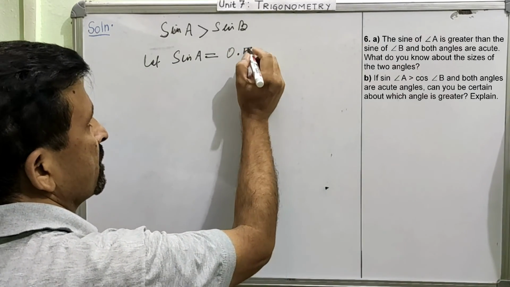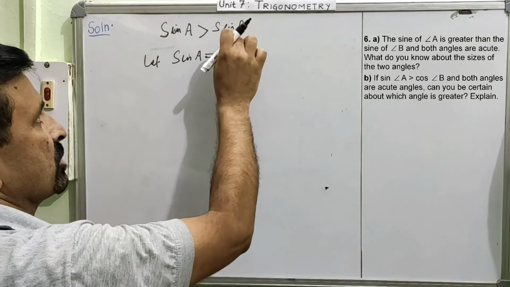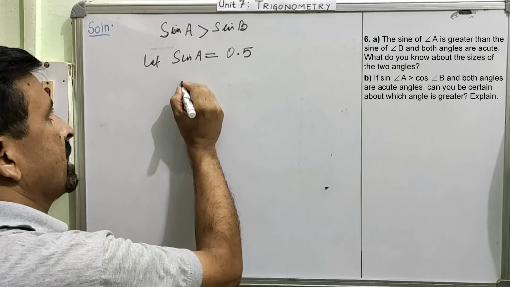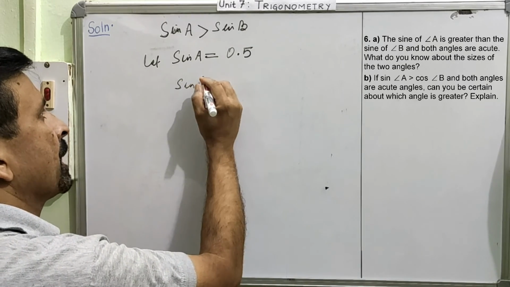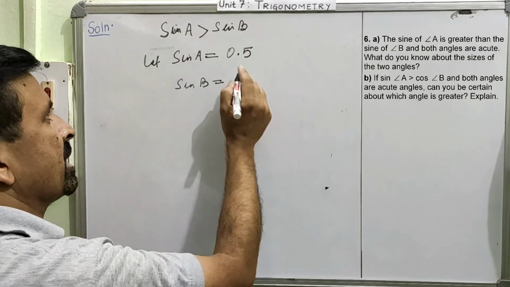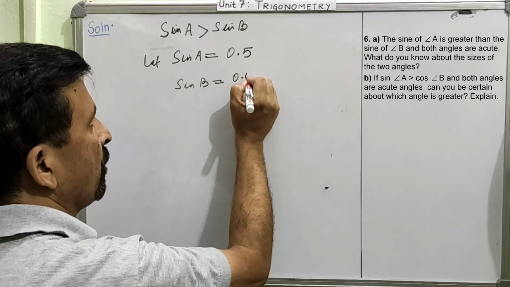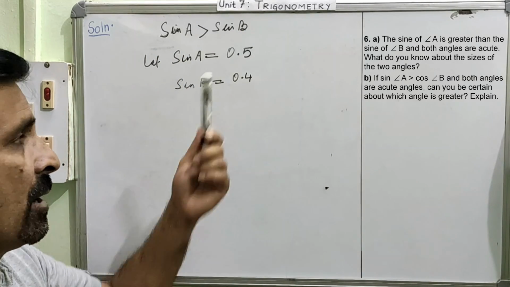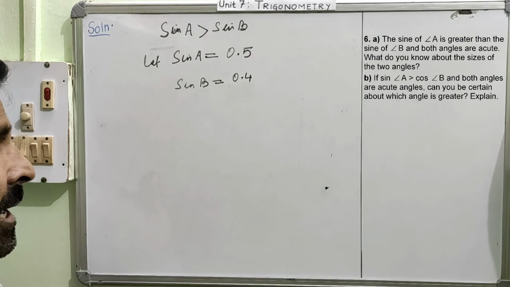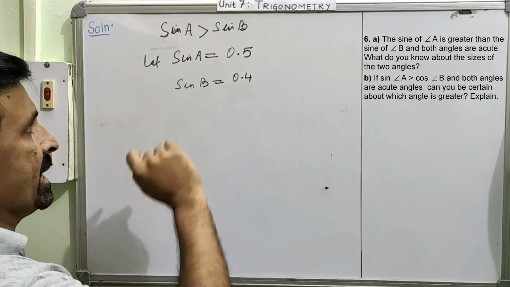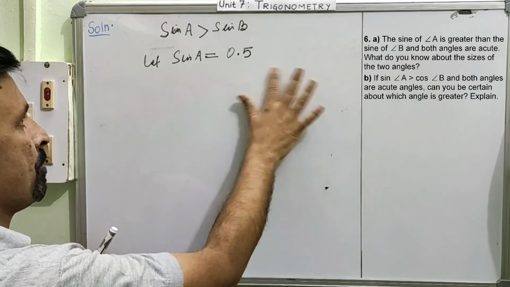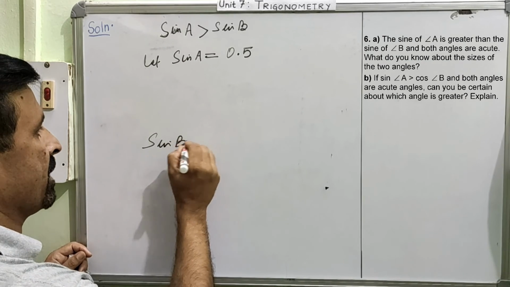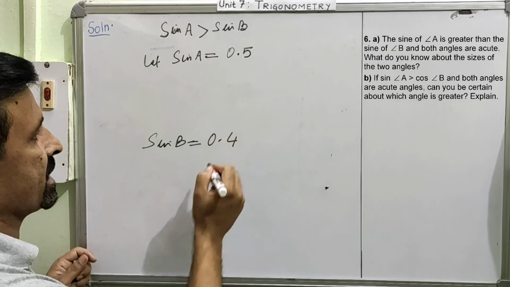So I will take the value of sine A as 0.5. Now according to this situation, sine A is greater than sine B, so for sine B I will take a lesser value, 0.4. Because the question says that sine A is greater than sine B, I have to assume the values accordingly only. Am I clear? So when sine A is 0.5, I will keep some space. Sine B I will write here so that I can do the calculation. I will assume this as 0.4.